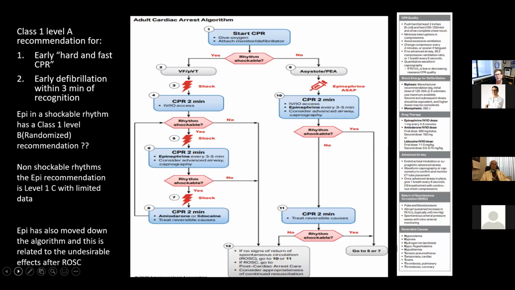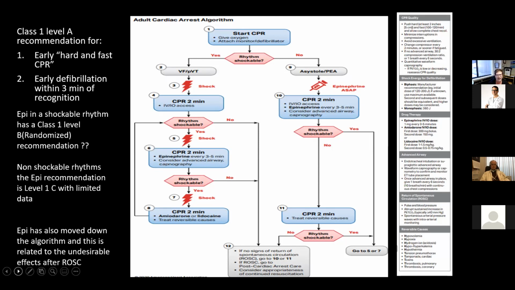So here is the 2020 ACLS algorithm. Very robust evidence for hard and fast CPR. Kind of the benchmark to reach is getting early defibrillation to the patient within 3 minutes of recognition. And we actually do a pretty good job of that.